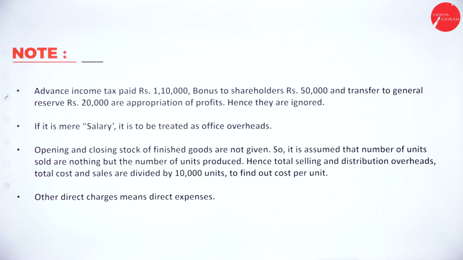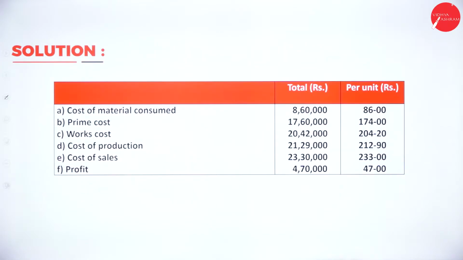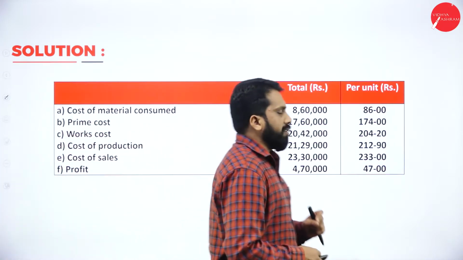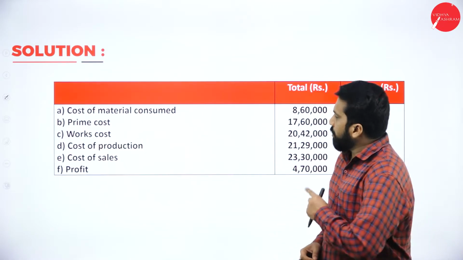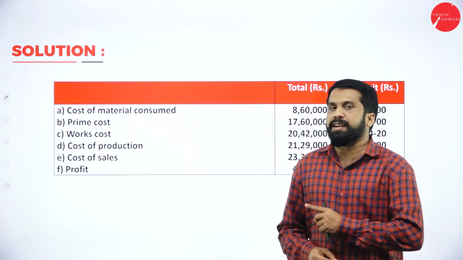And these are the notes for your problem. And this thing will be very simple. Solution: cost of material consumed answer, prime cost answer, work cost answer, cost of production answer, cost of sales answer, and profit answer. So what does this mean? You have finished your cost sheet completely. Now, you have to check whether your answer is correct or wrong.